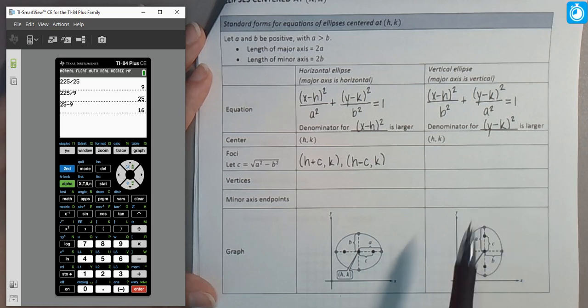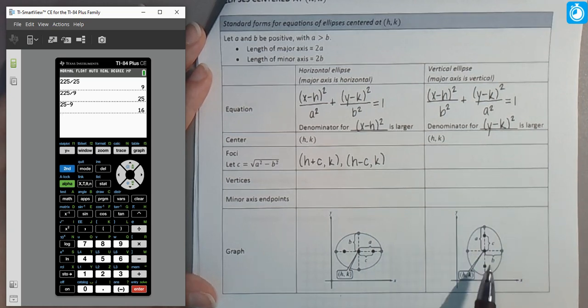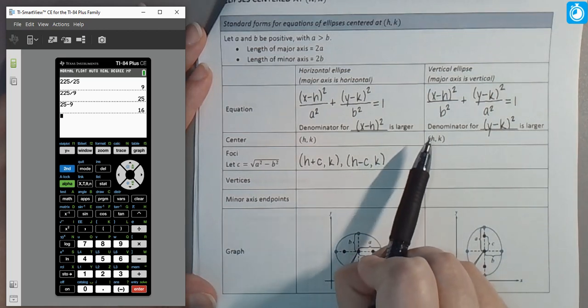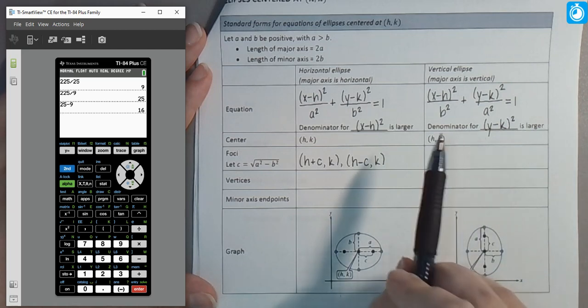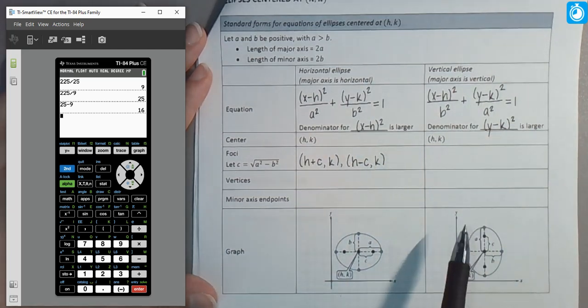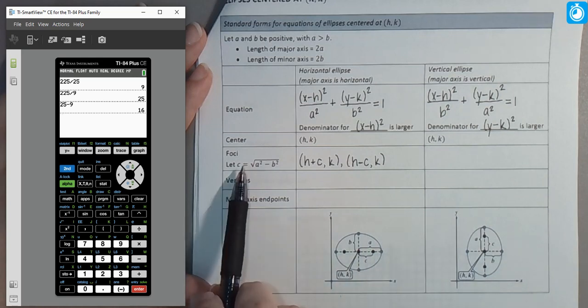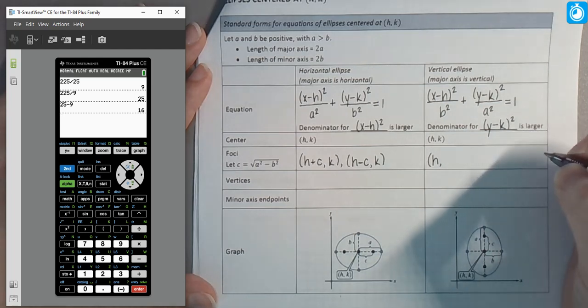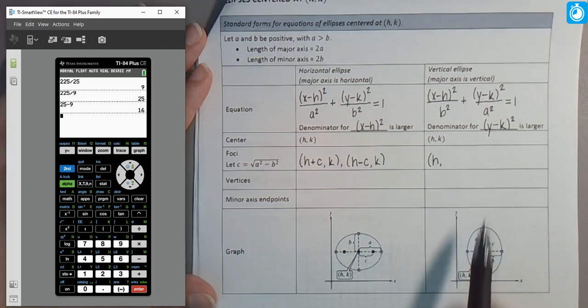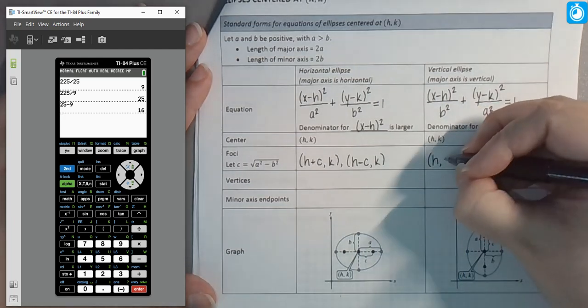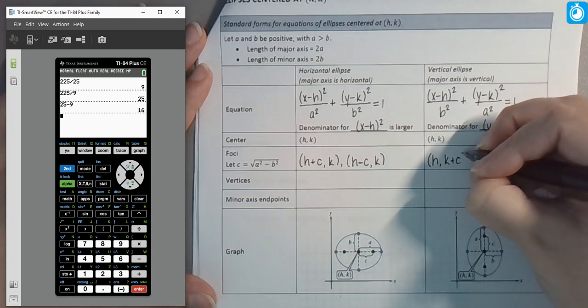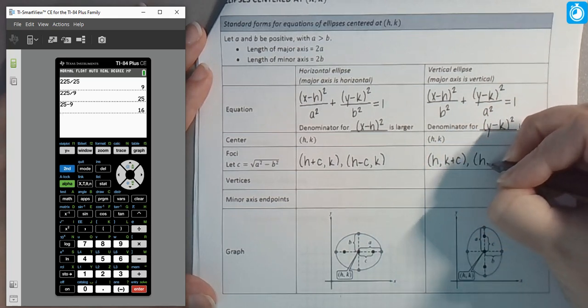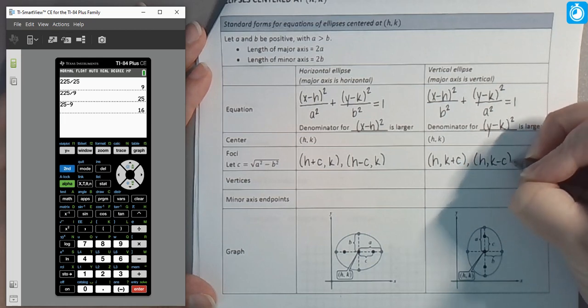Now, what if we have an ellipse that's vertical? Well, now our foci are above and below our center, which means we're holding our x-coordinate constant, and then we're increasing and decreasing the y-coordinate by C units. So the x-coordinate is held constant because we're just moving vertically along that major axis. So it's going to be h, comma, k plus C, and then h, comma, k minus C.